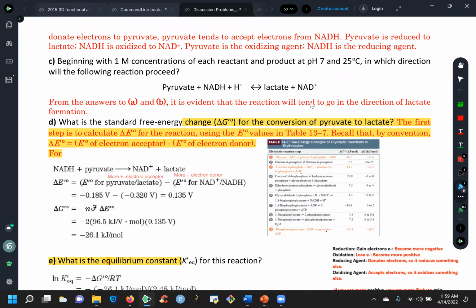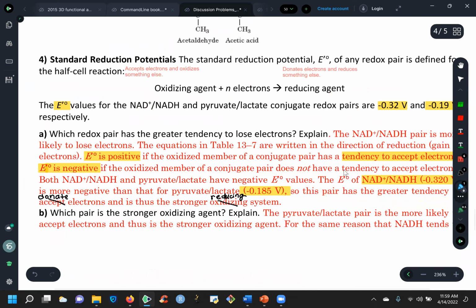So standard reduction potential. Standard reduction potential. Become best friends with that word. So standard reduction potential is usually just E. So this is used with redox pairs.